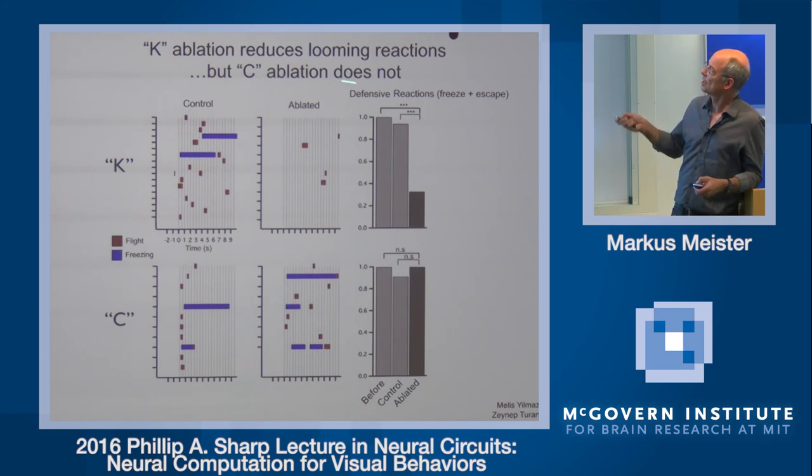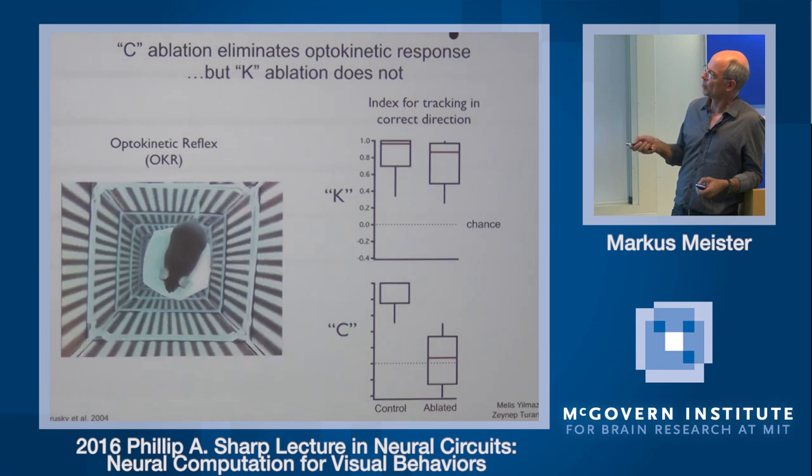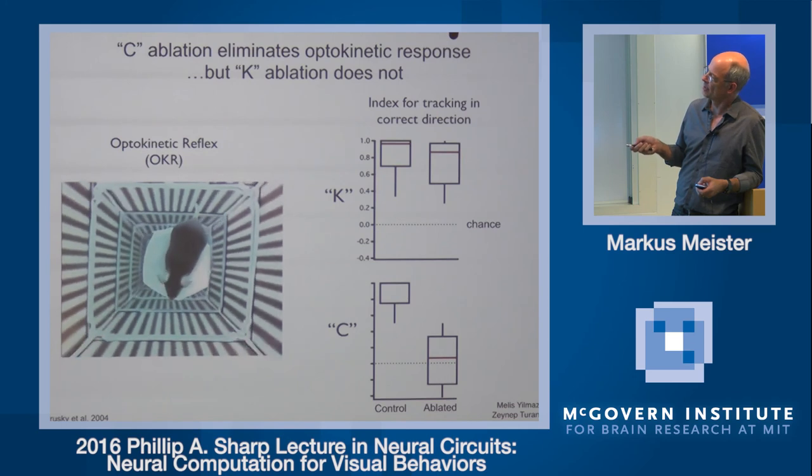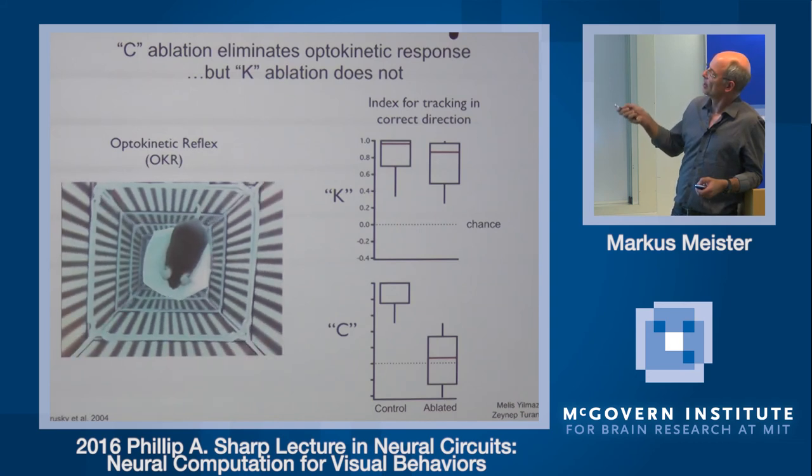Now, you might wonder, did we just generically destroy the retina under these conditions? So you want another behavior, ideally, as a control. Here we use the optomotor behavior, by which animals try to turn their head along with the direction of a moving grating. You can see the tip of the nose moving along with the bars of the grating. This behavior is completely unaffected under the K ablation that affects alpha cells and some other types of neurons, whereas it's reduced to zero under the C ablation that affects the starburst amacrine cells.